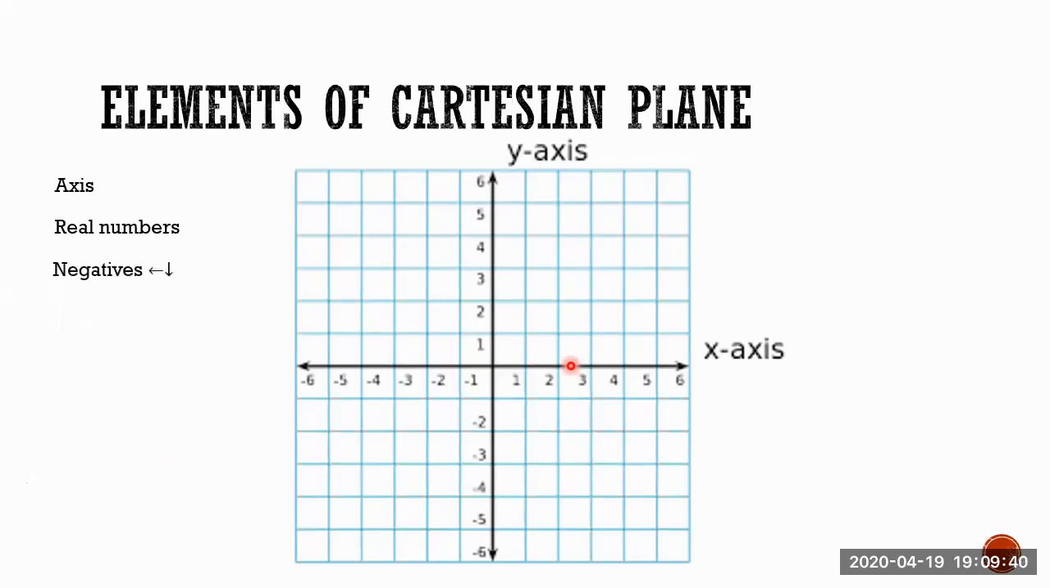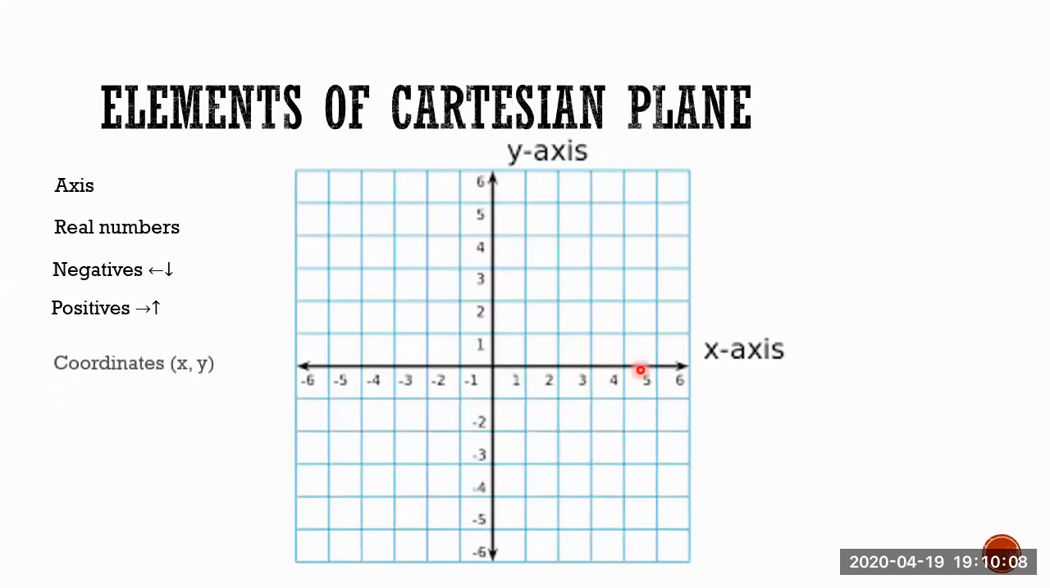Remembering that from the origin to the left are negative numbers, and from the origin down are negative numbers. Something similar happens with the positive values. From the origin, which is 0, 0, the point which is exactly in the middle, goes up in the y-axis with positive values and goes to the right with positive values in the x-axis.